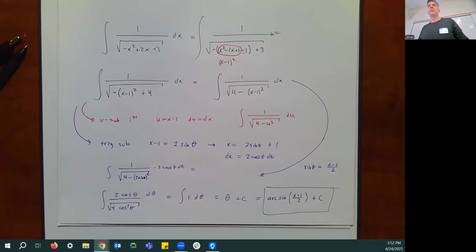Okay. So that's most of what there is to say about trig substitution. I could go on, but I shouldn't because we've got this whole other thing to talk about, partial fractions. Partial fractions. There you go. Cool.